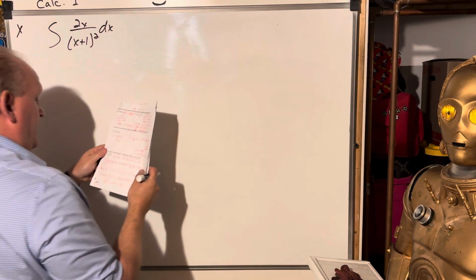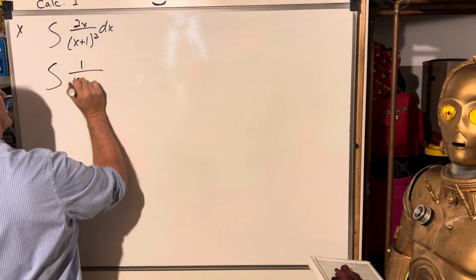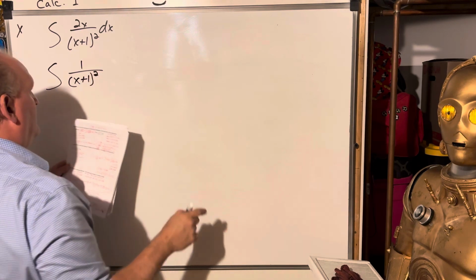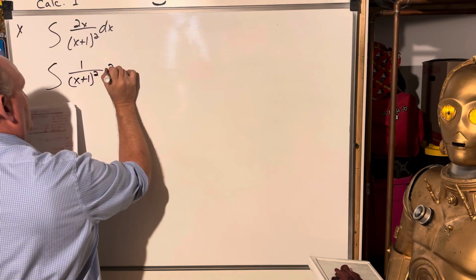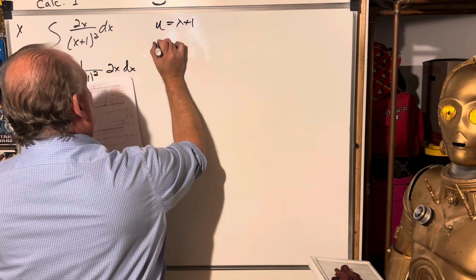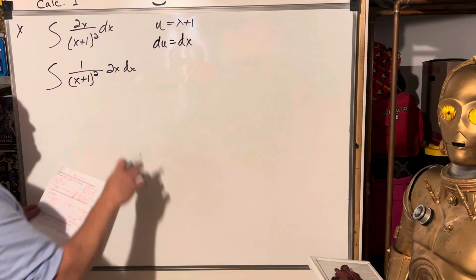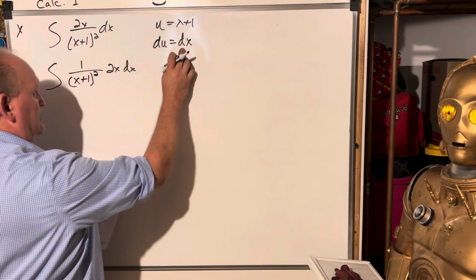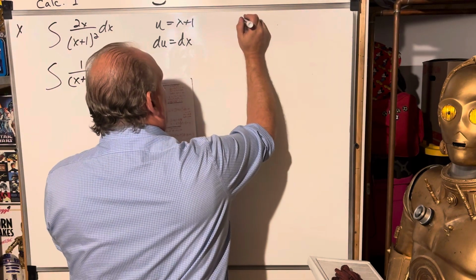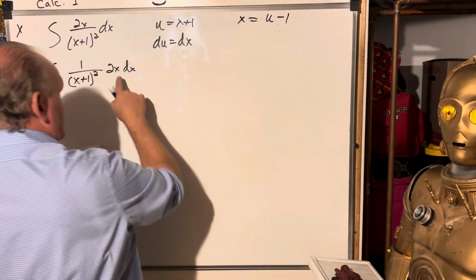All right, so we say, well, we're going to do 1 over x plus 1 squared of 2x dx. So we're saying u is equal to x plus 1, so du is just equal to dx. And that presents a problem because we have 2x, and there's not an x there, so we have to do that trick to solve for x. So x is equal to u minus 1.